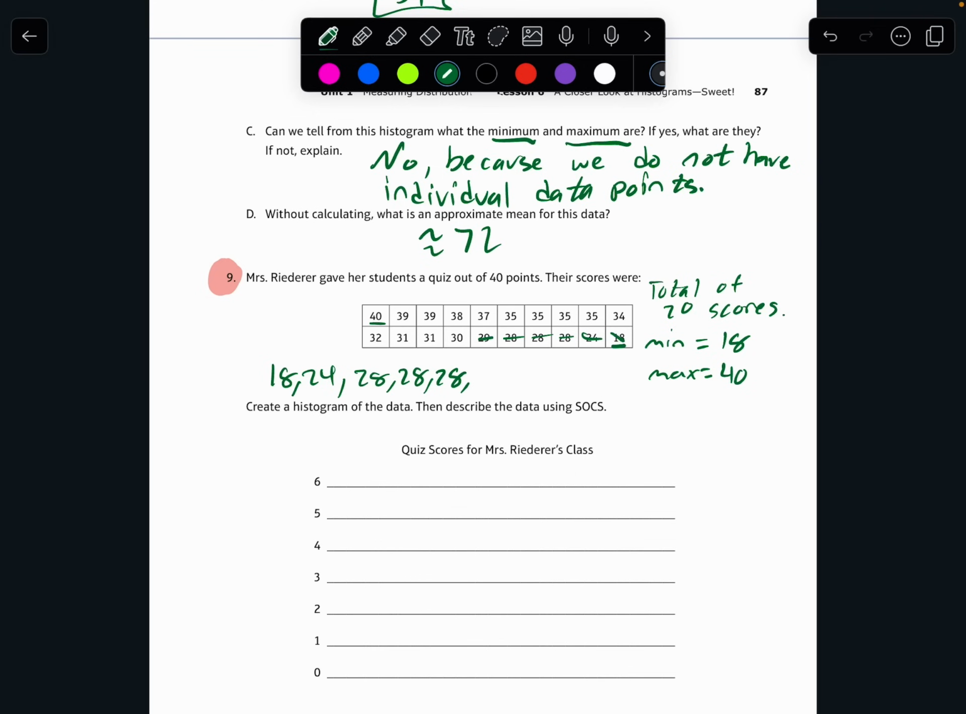So 29, I do have a 29. And then 30, and I think that's the only 30, so 31, 31, 31, then 32, and that's my only 32. I don't have a 33, but I do have a 34. So 34 and 35, 35, 35, 35, so 4 35s. I'm running out of room. Then I have a 37, 38, then a 39, 39, and then 40 to finish it off.